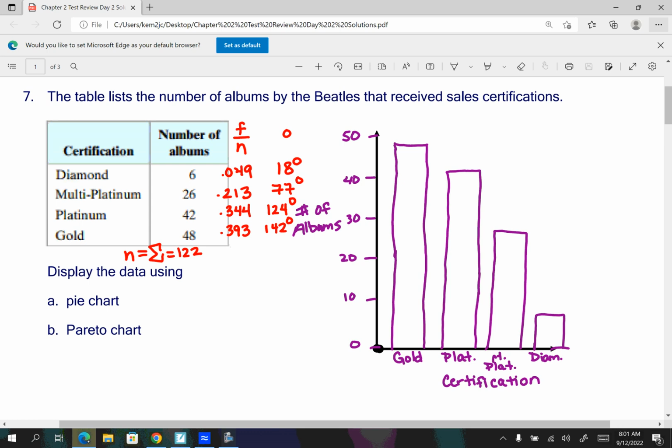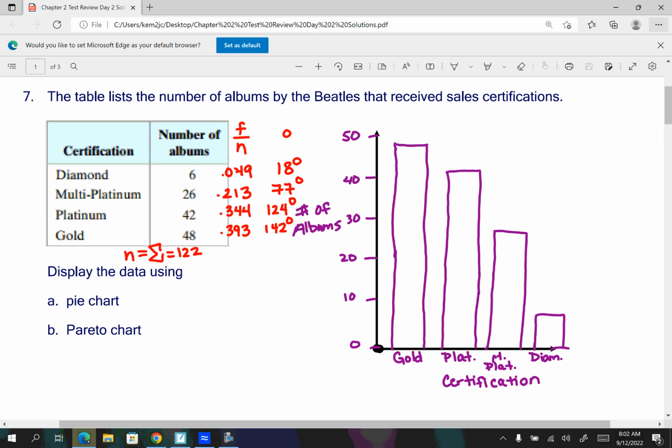So the first thing you need to do is know the total frequency. So here the total, my n, is 122 if I add up all those values. Then to calculate our relative frequency, F over N, that's a formula that you have on your sheets, it's just the frequency of each category divided by the N value. So for diamond, I just did 6 over 122. For multi-platinum, I did 26 over 122.